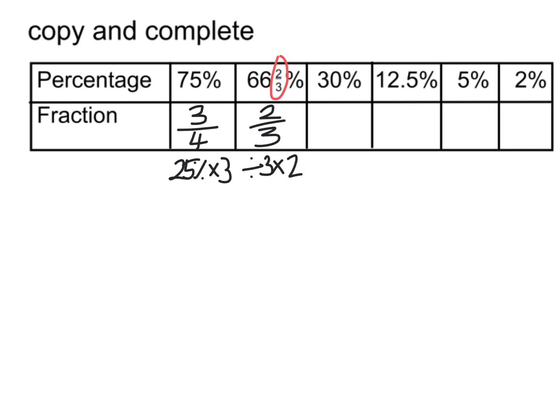Now 30% is 3/10 as a fraction. I don't always tend to talk about the fractions though. I tend to think of it as a multiple of 10, and I would tell you to get 10% and then times it by 3.